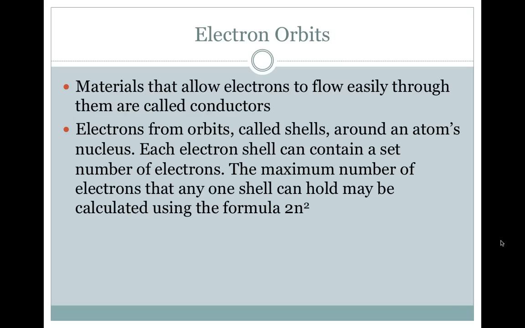Electron orbits. Materials that allow electrons to flow easily through them are called conductors. Electrons form orbits, called shells, around an atom's nucleus. Each electron shell can contain a set number of electrons. The maximum number of electrons that any one shell can hold may be calculated using the formula 2n squared.